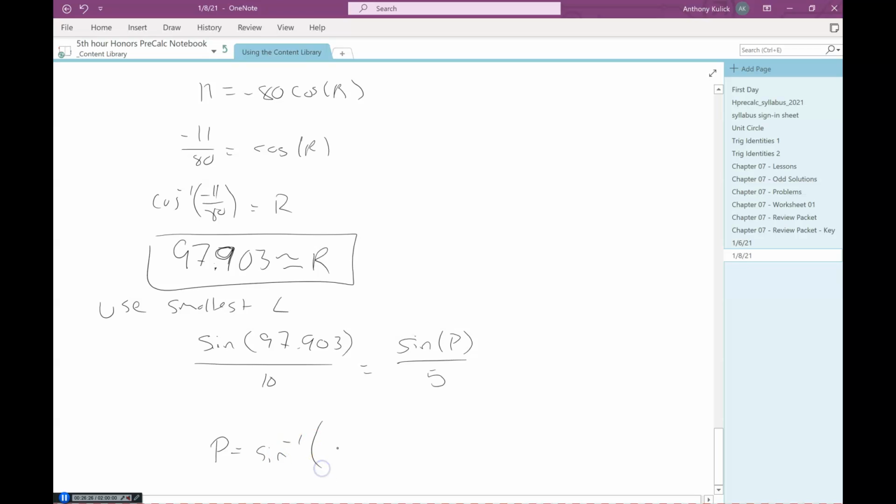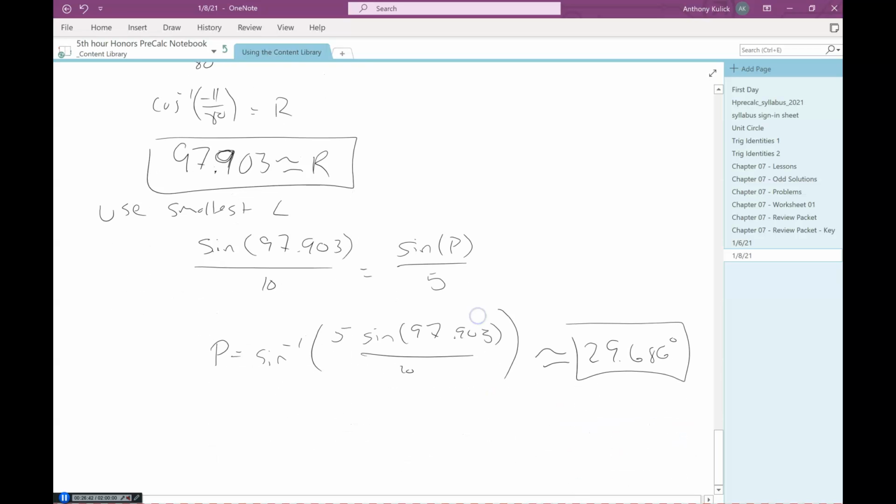So when I solve for P, I get that, which comes out to be about 29.686. And then to find Q, we just do 180 minus those two, which gives me about 52.411.